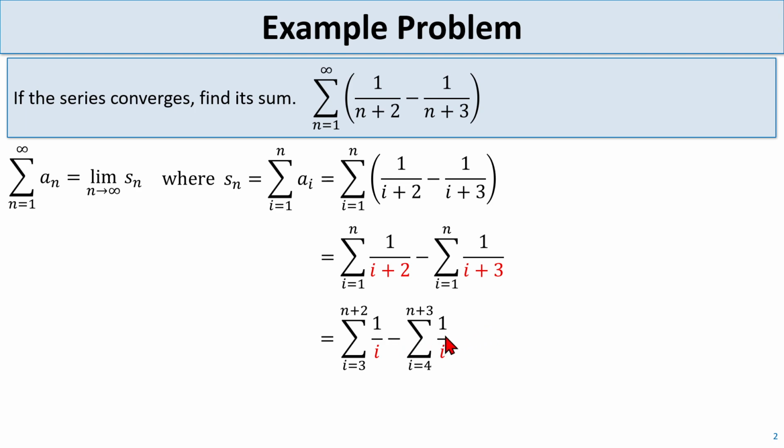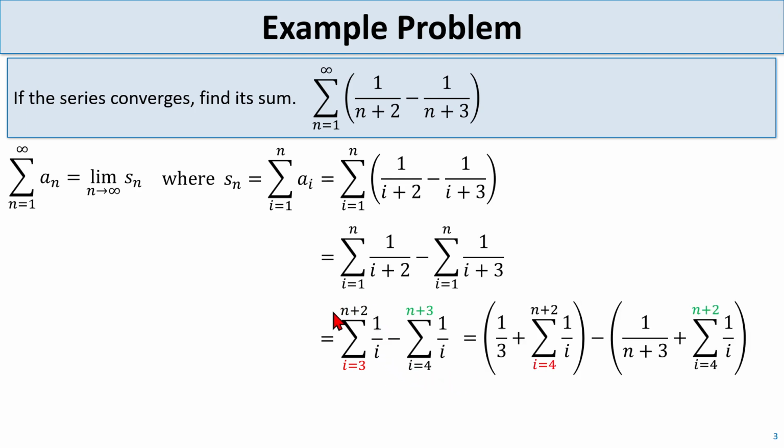Now I need to figure out which of the terms are going to cancel from these two sums. The way that I'm going to do that is I'm going to rewrite these sums in a certain way. The first sum, I'm going to write it so that instead of starting from I equals 3, it's going to start from I equals 4. But I can't just drop the first term, the term associated with I equals 3, so I write that out separately. So the first term was 1 over 3, I have that written out, and then I have the rest of the sum written using the summation notation.